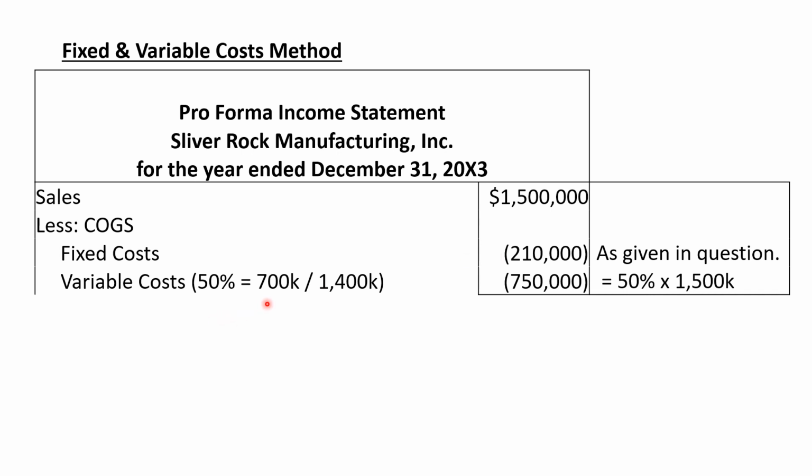For the variable cost, we take the past year figure, the 20X2 figure, 700 for the variable cost, divided by the past year sales, 1.4 million, which gives you 50%. So you take this 50% figure and put it in here to calculate the future value. 50% times 1.5 million gives you 750. From here, you minus off the two figures and it gives you 540. This is the gross profit.